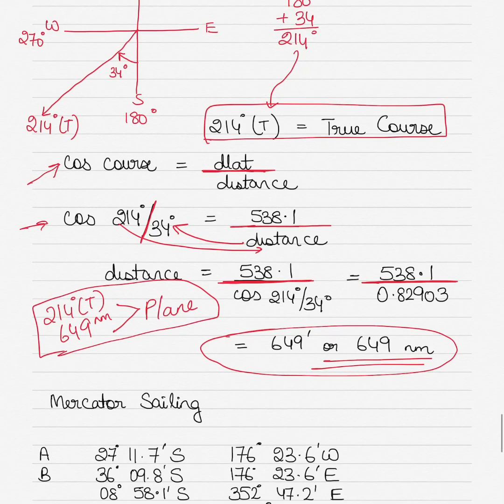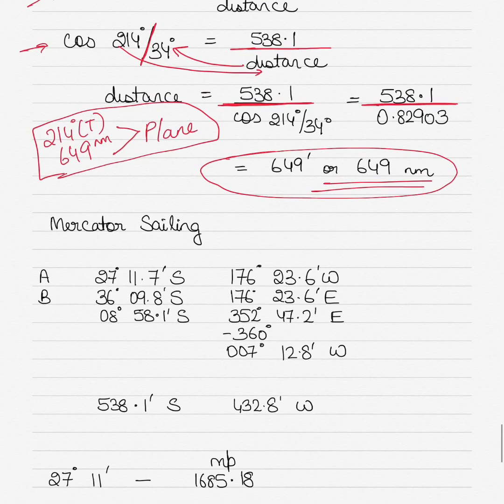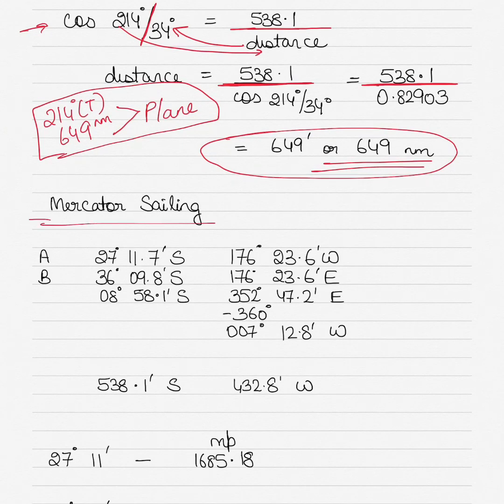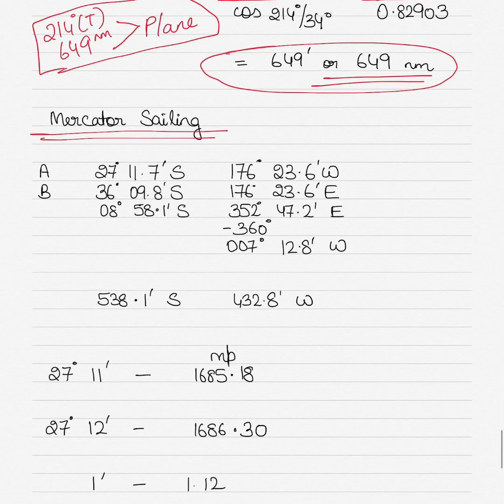Now I have to find the same course and distance using Mercator sailing and see the difference between the two. So I'll start with my Mercator sailing. I will not draw the diagram and all that again, but remember the diagram will differ slightly. Why is that? Because in my previous video I've explained it. I don't want to explain it again, but I'll quickly show you the drawing here.